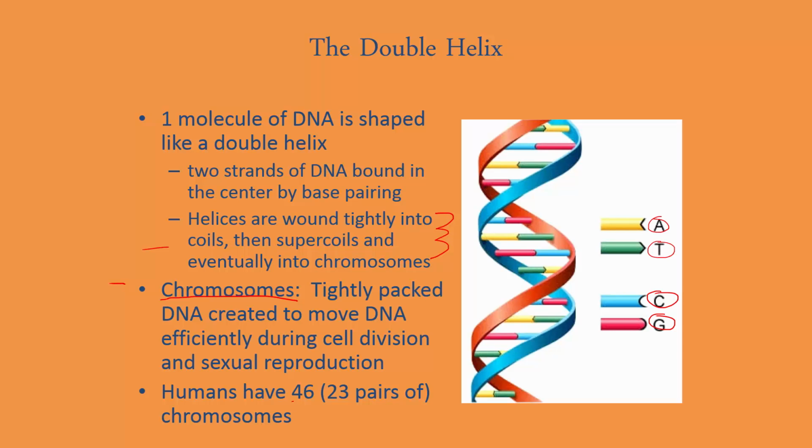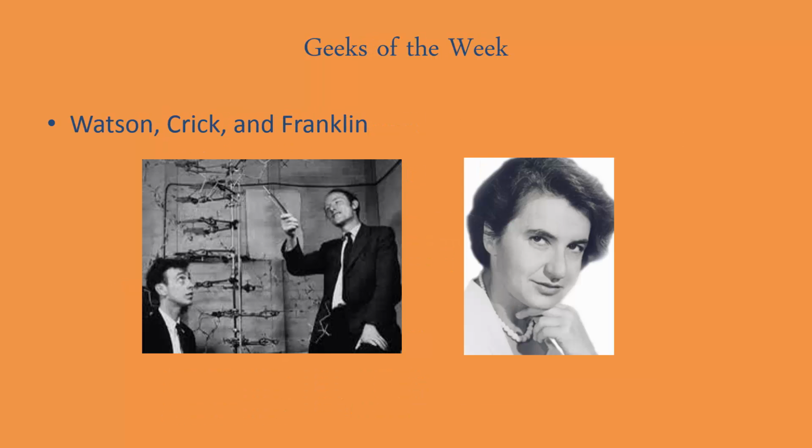Human beings have 46 chromosomes, or 23 pairs of chromosomes. And the number 46 is important to us. If you had a different number of chromosomes, you would be a different species. So it is important to know that humans specifically have 46 chromosomes, or 23 pairs of them.